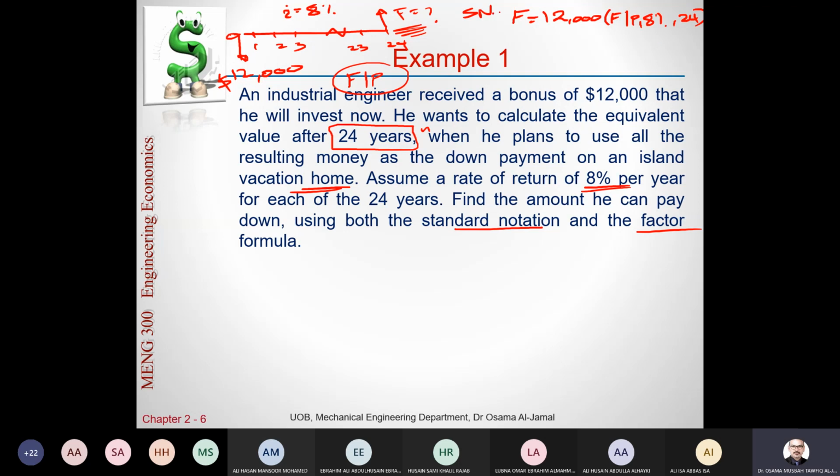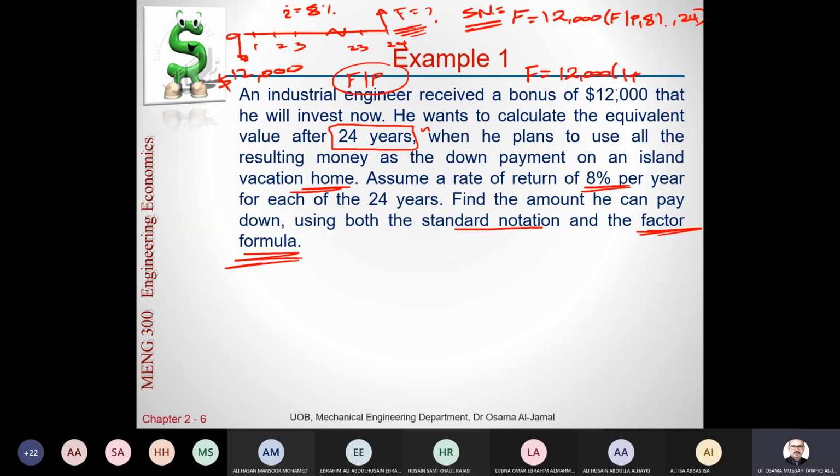Then the first part of solving any problem: just give me the standard notation and the final answer. But now, how do we use the final answer? For the time being, we are going to use the factor formula. What is that factor formula? So F equals what? 12,000, the P.